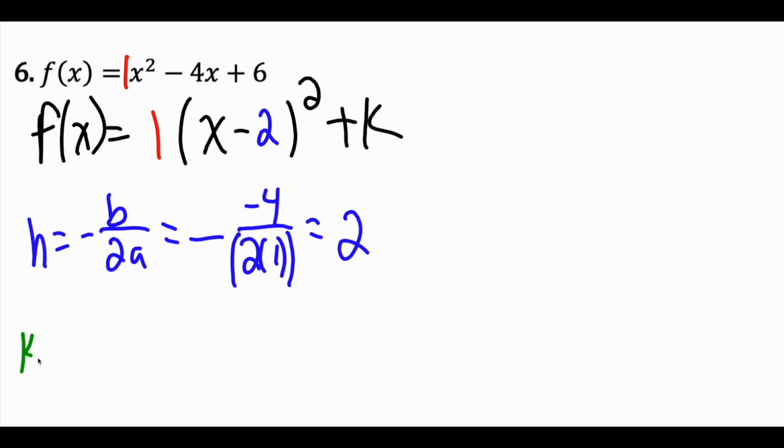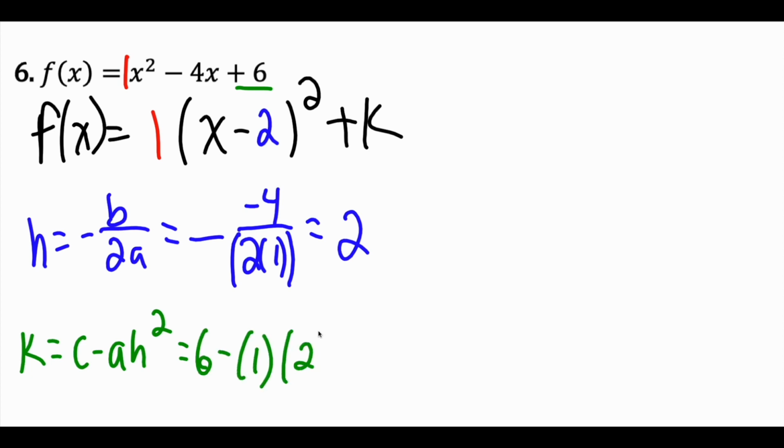And the last one, k, we have to use h because the formula for k is c minus ah squared. So we'll fill these numbers in. C is 6 minus a is 1, h we just solved for is 2, squared. Again, plug that in your calculator exactly the way it looks there with parentheses and everything, and you will get a 2. So now I know that k is 2. So we'll fill that in up here. And I have my final answer, and I'm ready to go to my vertex and axis of symmetry.